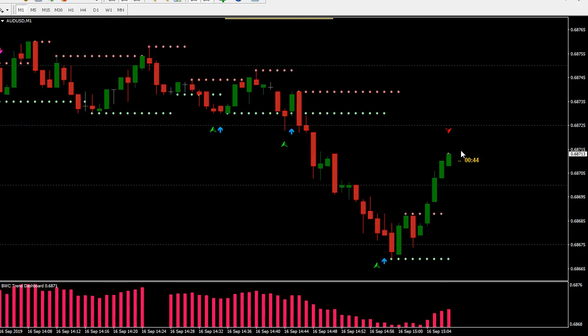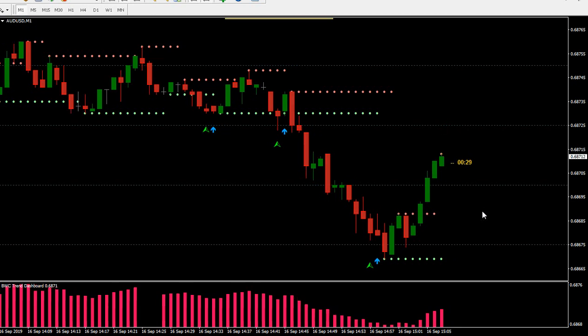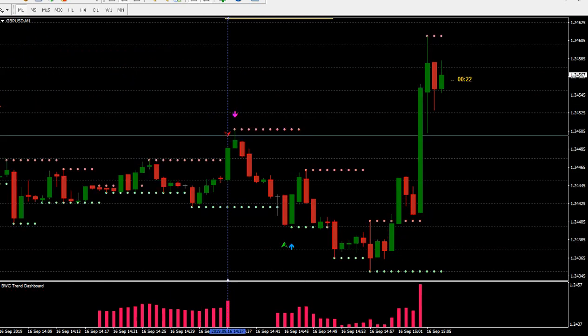AUD USD, we have one here. Let's see how this signal ends. This candle, how does it end? This is a live setup. We need to see the arrow remaining there when the candle closes. So that's not a valid signal so far. Leave it alone. So in short, guys, that is it about the Binary Ninja version 2.